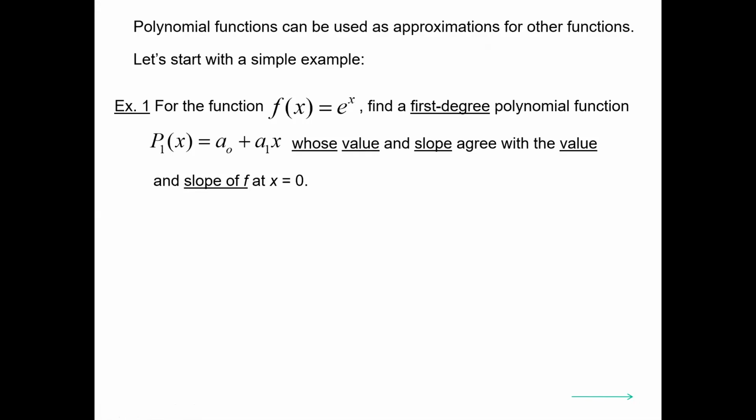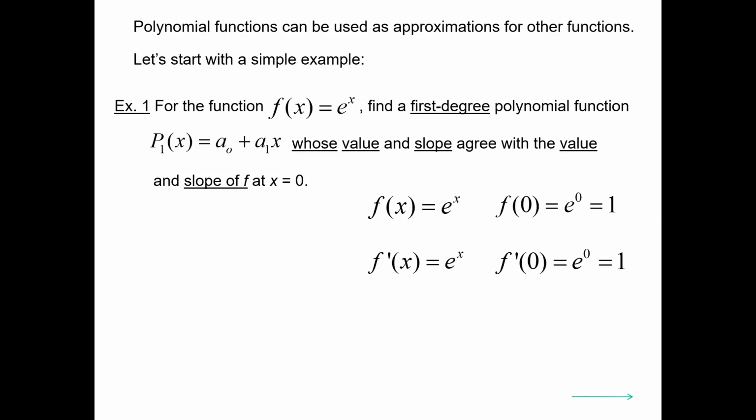So they want us essentially to find the equation of a line whose value and slope, so slope means derivative, right? Whose value and slope agree with the value and slope of the original function, f of x, at the location x equals 0. So let's take the original function, f of x equals e to the x. The value at 0 is e to the 0, of course, which is 1. What is the derivative of the function? Well, this is an easy one. That's just e to the x. And so f prime at 0 would also be 1.